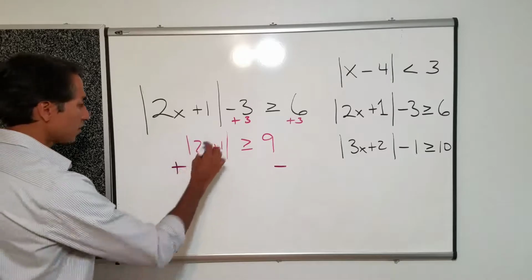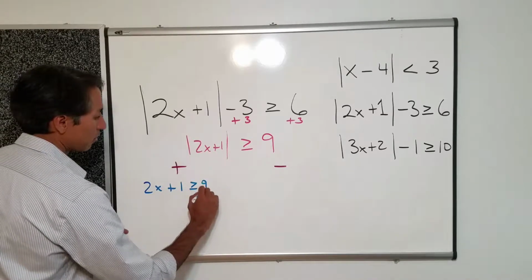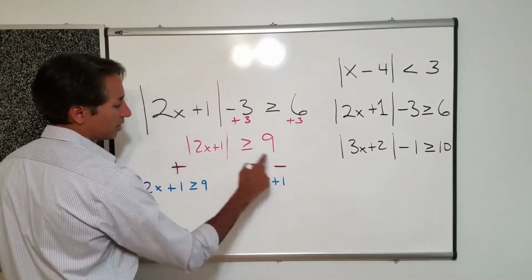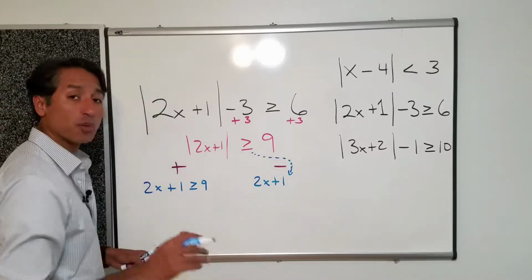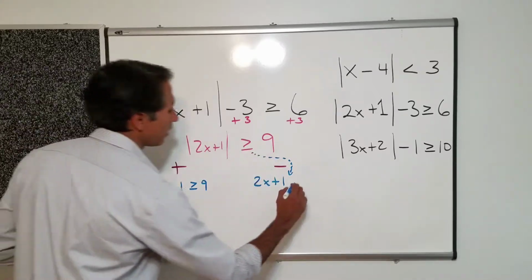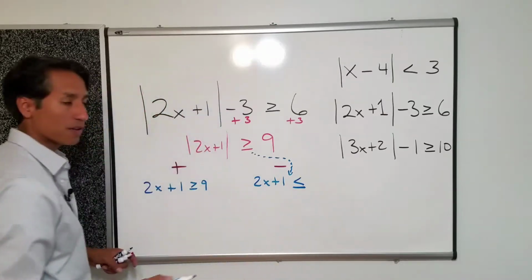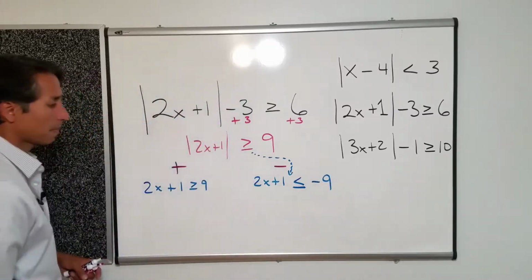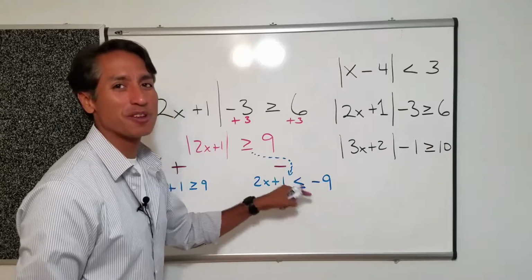So I have 2x plus 1 is greater than or equal to 9, and 2x plus 1 is, don't forget, the negative version. So we need to flip the inequality here and make it go the other direction. We keep the equal sign because that's part of it. And we're going to make that a negative 9. So just remember, these two are going to trip you up.